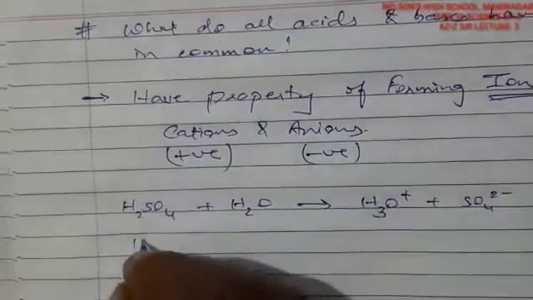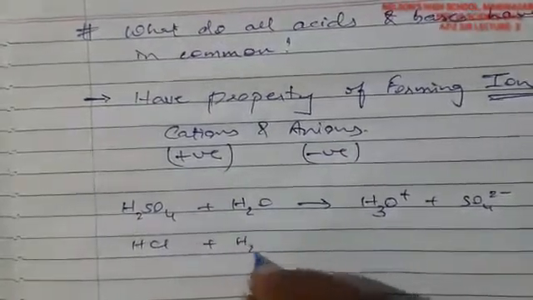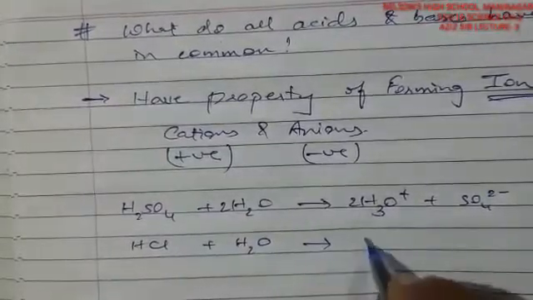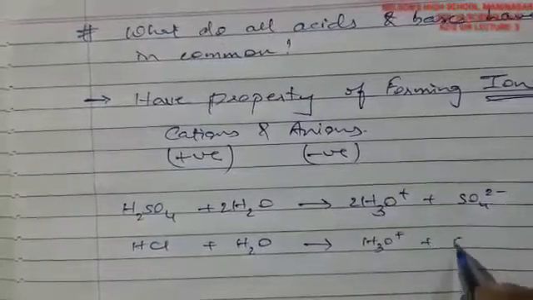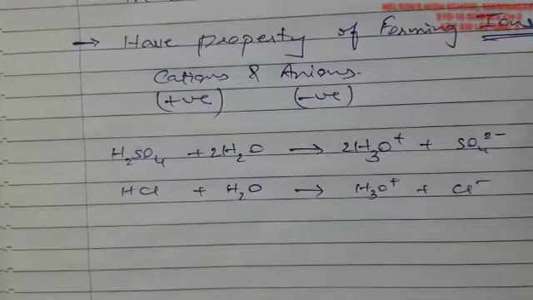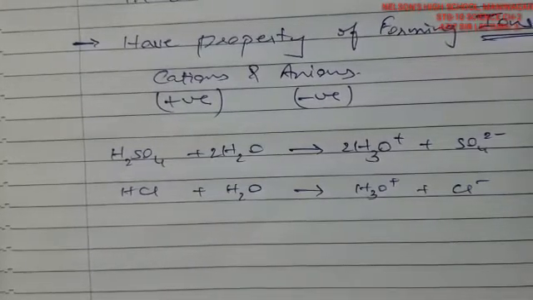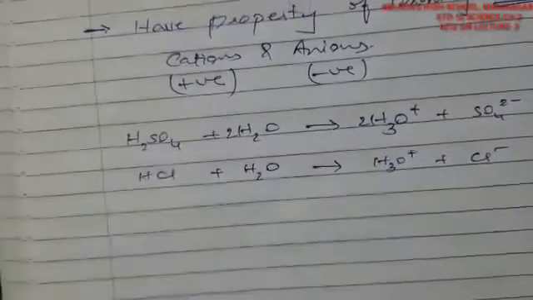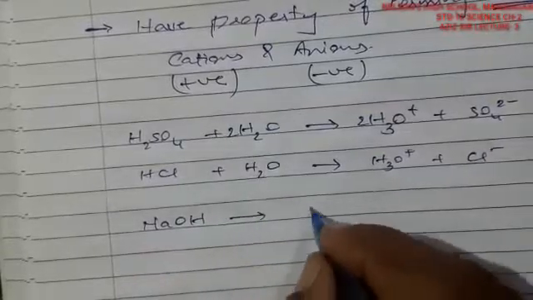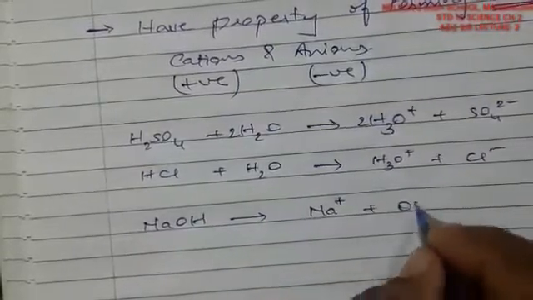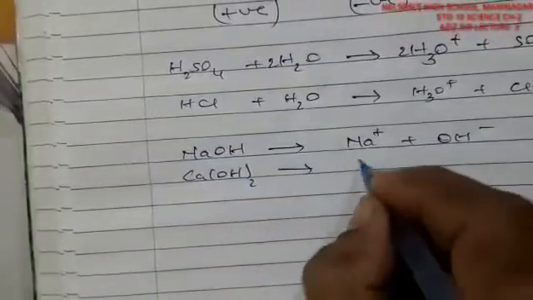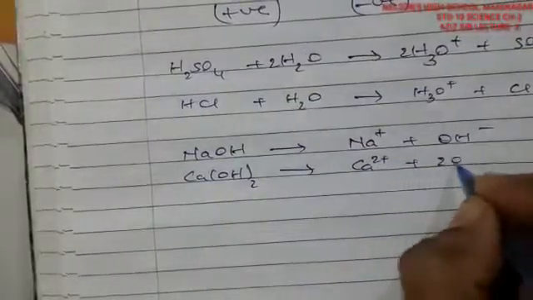In the same case, we can take HCl also. HCl reacting with H2O, forming H3O plus and Cl minus. So this is the property of forming ions in terms of acid, and because of this property the electric current is passing. In the case of base, if I take NaOH, it also gets ionized in the presence of water molecules, forming Na plus and OH minus. We can take calcium hydroxide also, forming Ca2 plus and 2 times OH minus.